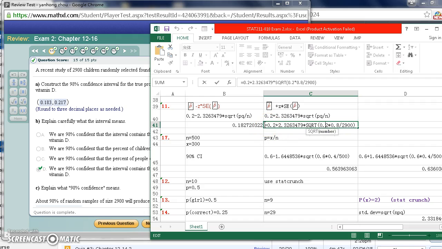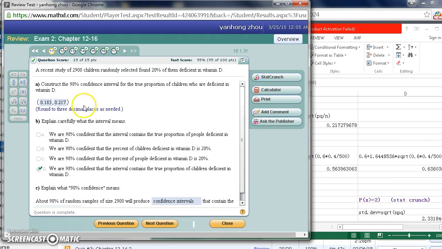Here's how I plug in the numbers. I put an equal sign at the beginning, 0.2 plus z, this number, times the square root of 0.2 times 0.8 over n, which is 2,900. Here's my upper bound. That's how I get this confidence interval. So those are the meanings of the confidence interval. And questions 9 and 10, you can look at by yourself.